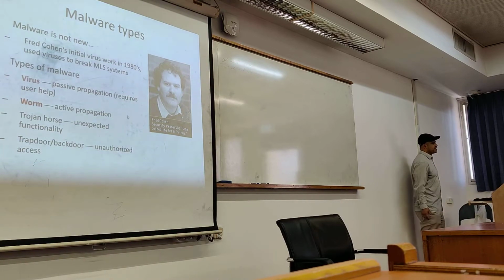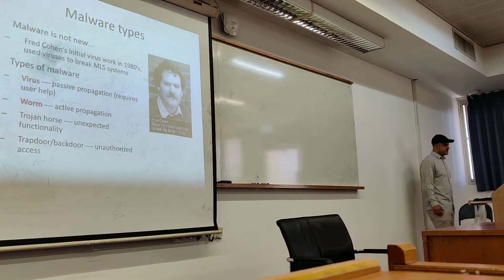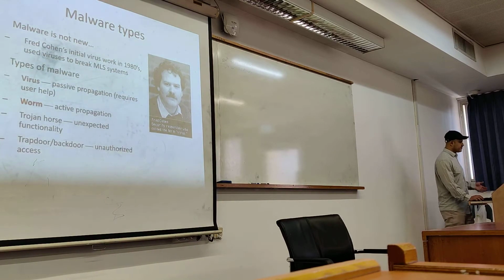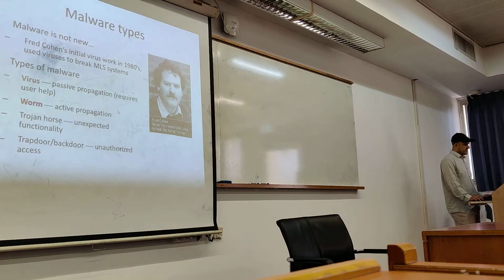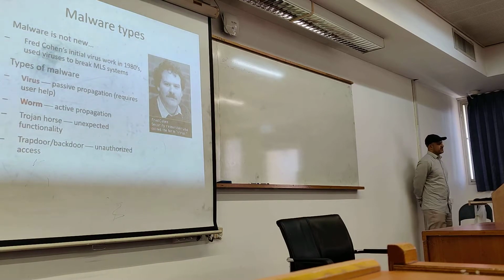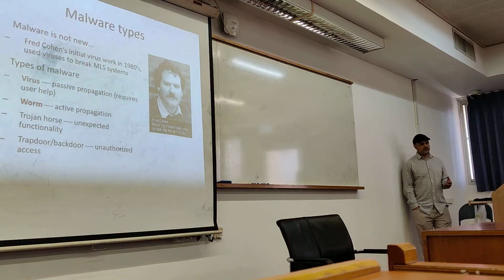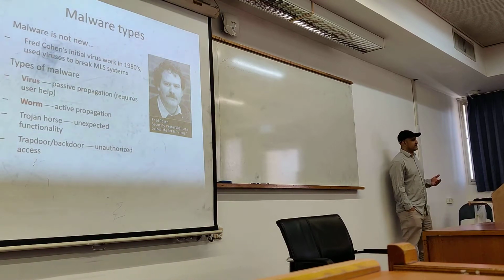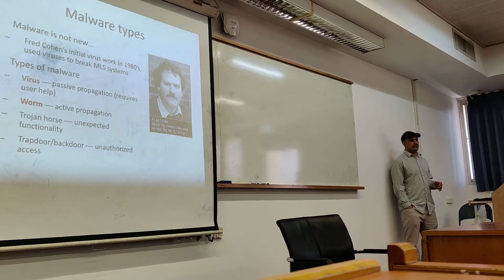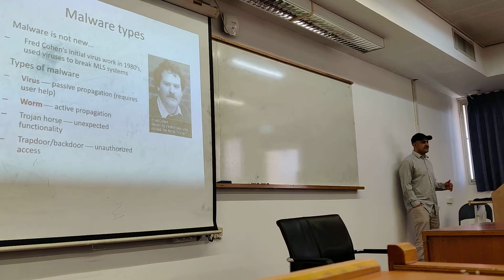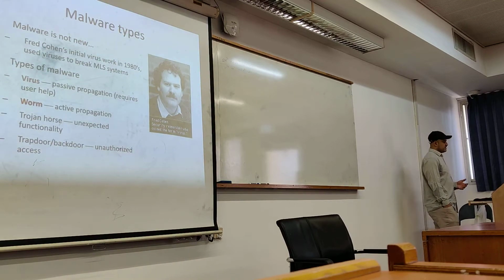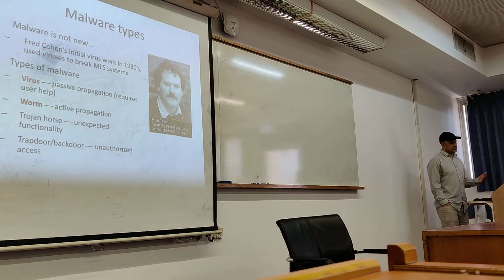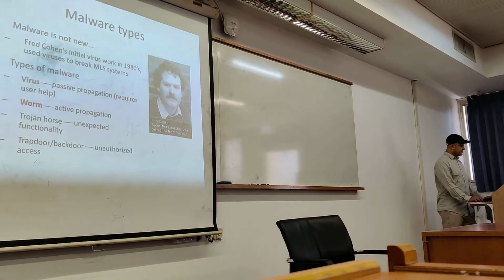So as I told you, types of malwares are the viruses, which are passive propagation and require user help. Worms, active propagation. Trojans are an unexpected functionality. So you can download some editor or a picture or something, and inside these pictures there is a malicious software that could harm your computer. Okay, so that's a Trojan.